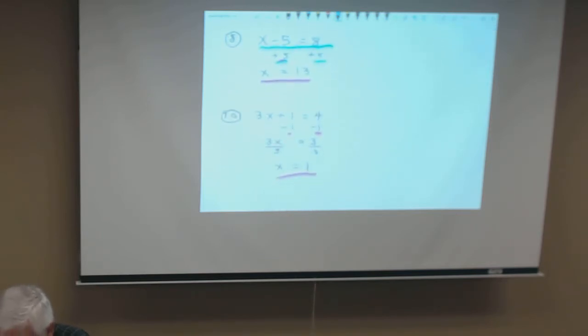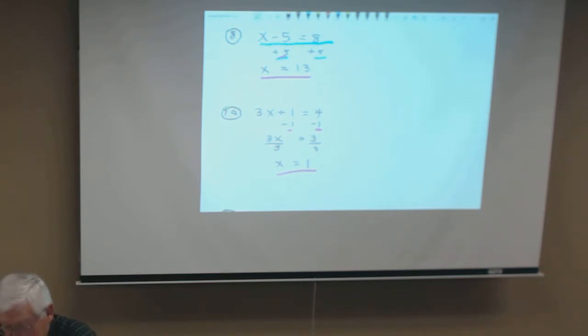Number 10, 3x plus 1 is 4. So the first thing I do to get rid of the plus 1, I go minus 1, minus 1. And now I end up with 3x equals 3, so I divide by 3 to undo multiplication, and there's my answer. x is 1. I've just solved it. What number do I put in place of x to make a true sentence? 1. So that's what it means to solve those things.